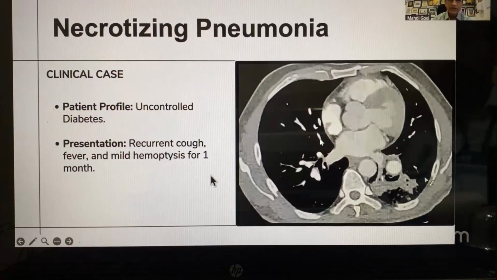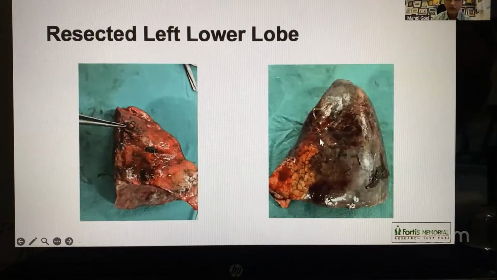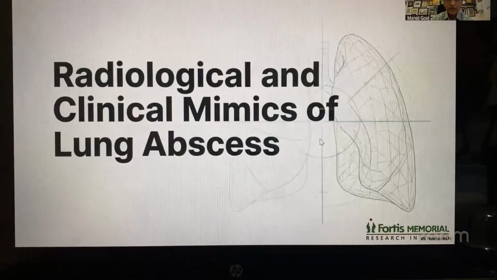Another patient with necrotizing pneumonia, the patient had uncontrolled diabetes, and he presented to us with recurrent cough, fever, and mild hemoptysis. And you can see there is a necrotizing abscess there. And within the cavity of the abscess, you can see there is a mycotic aneurysm. So this patient was, in fact, at a very high risk of bleeding. And therefore, this is another view of the mycotic aneurysm. And this patient then underwent a left lower lobe lobectomy.